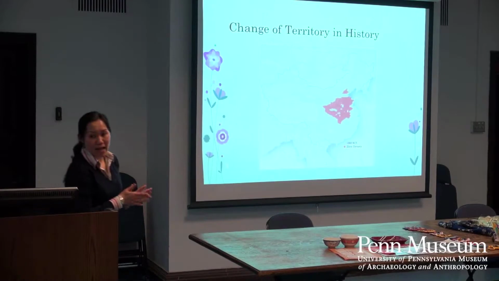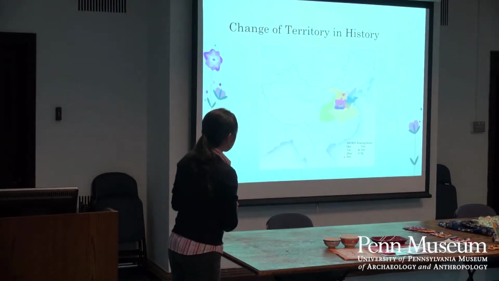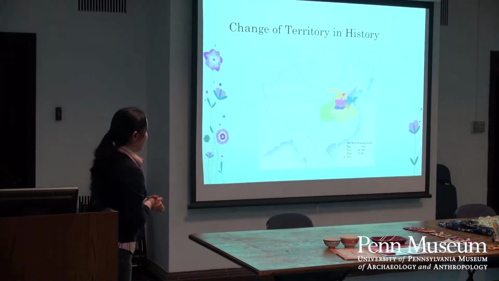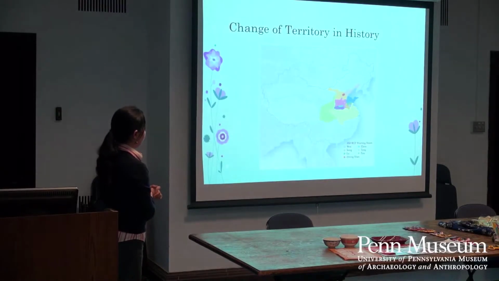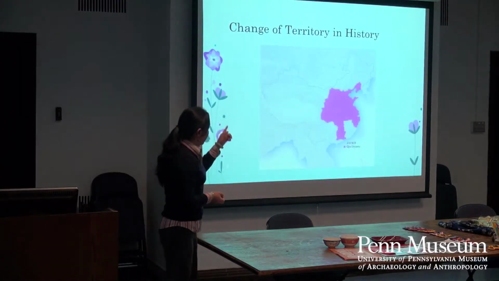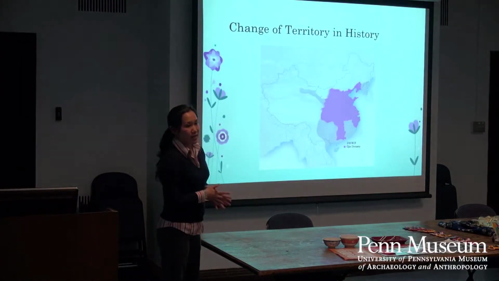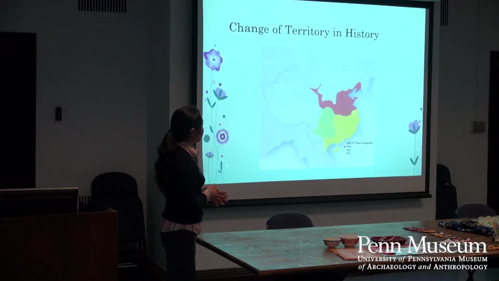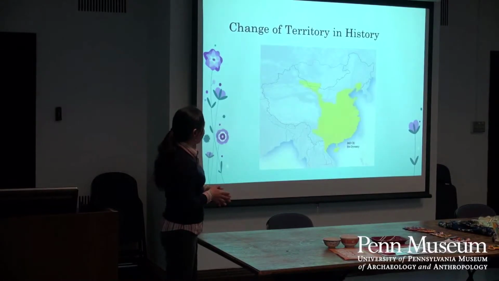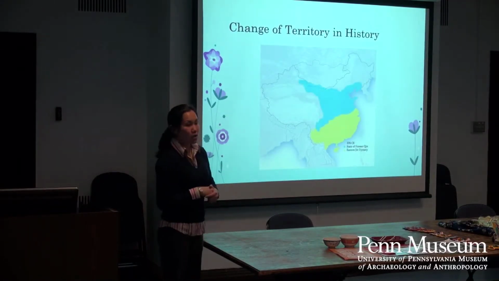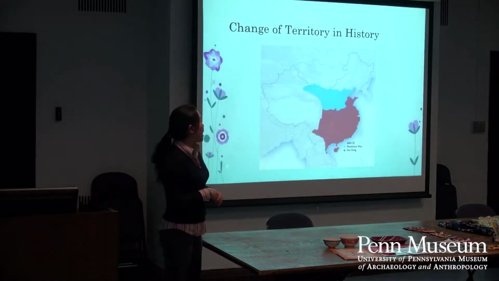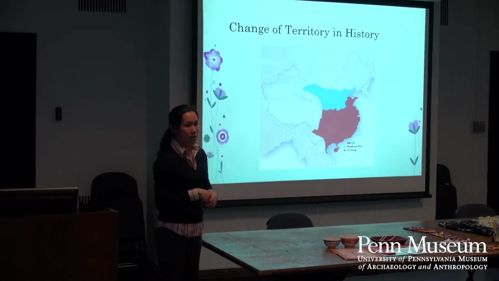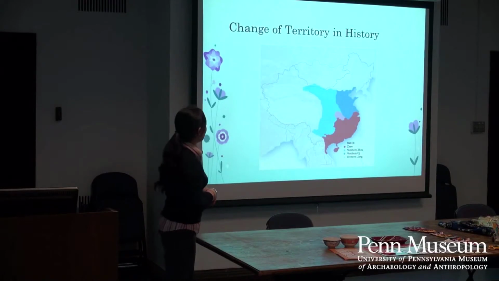So this map actually shows you the change of territory in China throughout history. This is Qin Dynasty, the first dynasty in Chinese history. Then Han Dynasty, when the Silk Road trading started. As you can see, at different times, sometimes there was only one country on the land, but sometimes there were multiple kingdoms on the land.